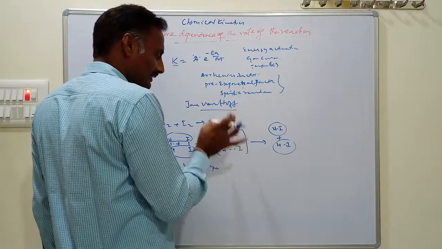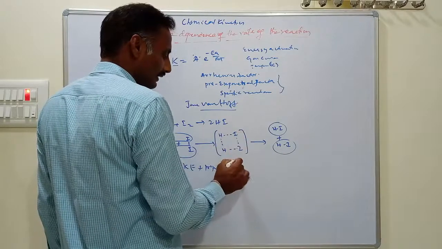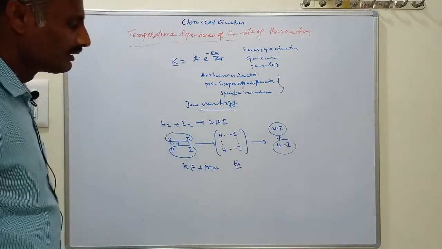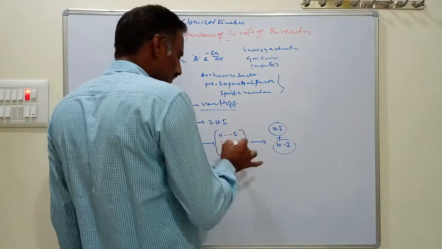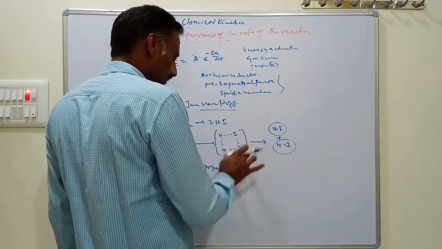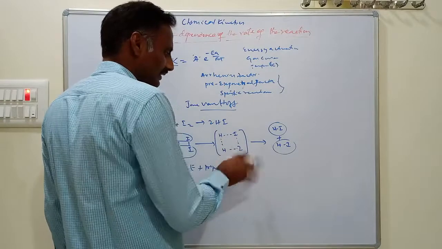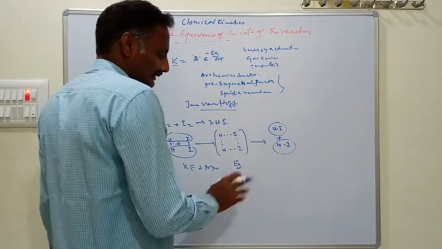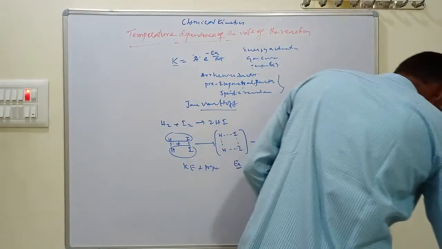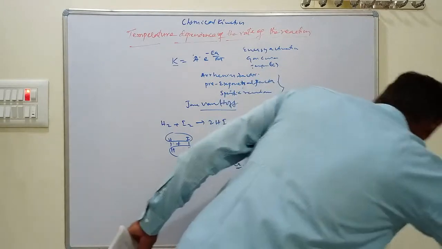The amount of energy required to form the intermediate complex is called the energy of activation. This is called the unstable complex, the intermediate complex. The kinetic energy required to form this intermediate complex is called the energy of activation. Then after this, we have a graph of potential energy versus reaction coordinate.